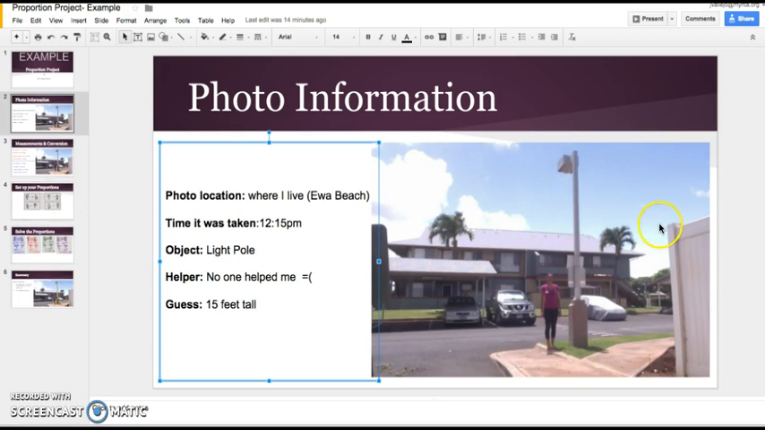So after you find your object, I want you to take a picture of it, and you have to make sure you take a picture when there's a shadow. So if it's raining or if it's really cloudy and you don't have a shadow, then I recommend doing it another day or maybe waiting until the sun comes out and there's a nice shadow.